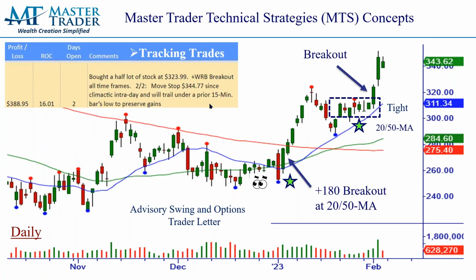These boxes here are actual trades from one of our letters, could be the swing and options trader, could be the weekly options trader. You can see what it says here. Bought a half lot, so it was long. Sometimes we don't go all in, depending on the setup. Wide range bar breakout. Here's the breakout there. And we give you the entry, the stop, how to manage it.